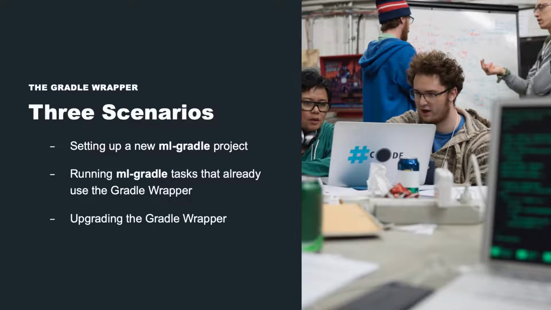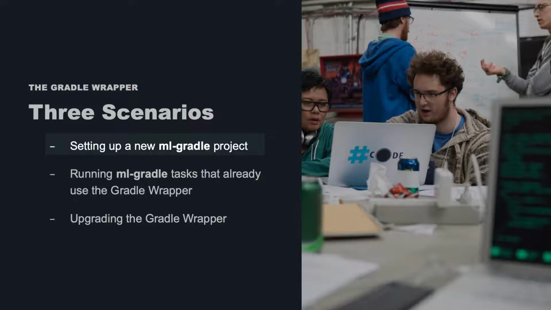So how does it work? There are typically three different workflows. First, you are creating a new MarkLogic ml-gradle configuration and deployment project and want to add the wrapper to it. Second, you want to run ml-gradle tasks for a project that already provides the wrapper. And third, you want to upgrade the wrapper for an ml-gradle deployment project to a new version of Gradle.